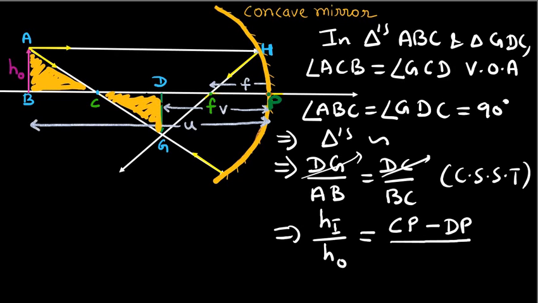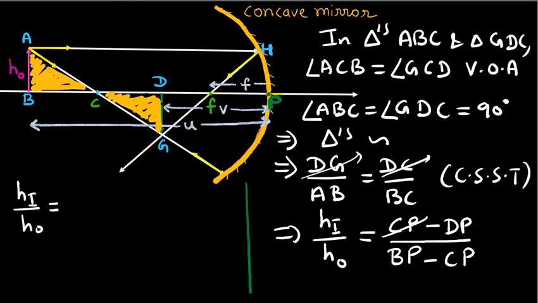And what is BC? BC can be found from BP minus CP. Let me work in the parallel space on the left side. Here we have HI by HO on the left side. On the right side, CP, the distance of the center of curvature to the pole of the mirror, is the radius of curvature. So CP is the radius of curvature, and the radius of curvature is twice the focal length.